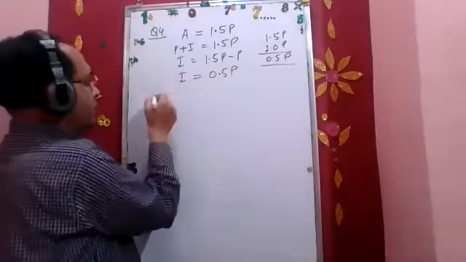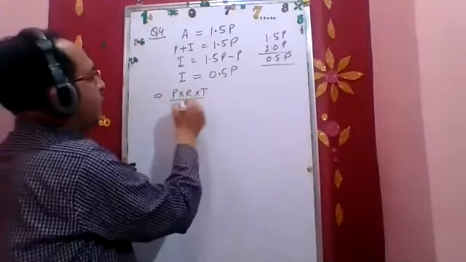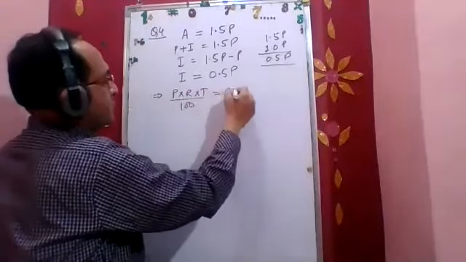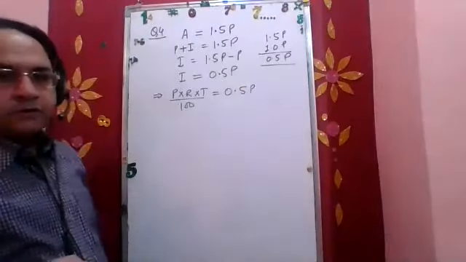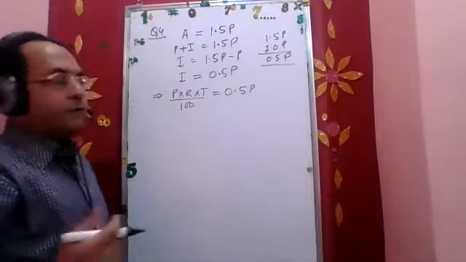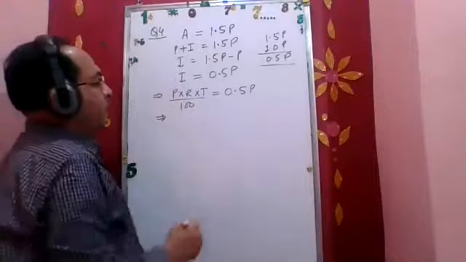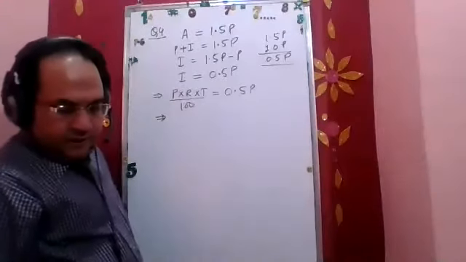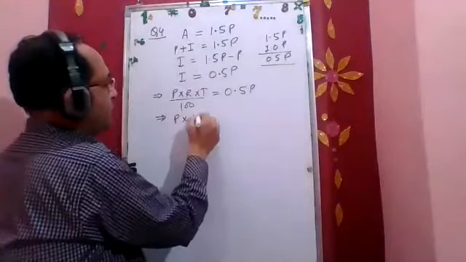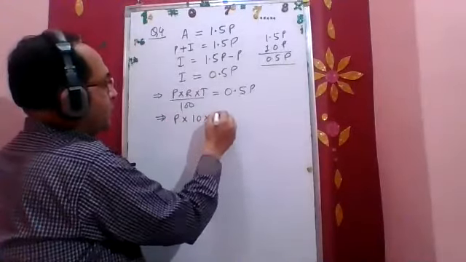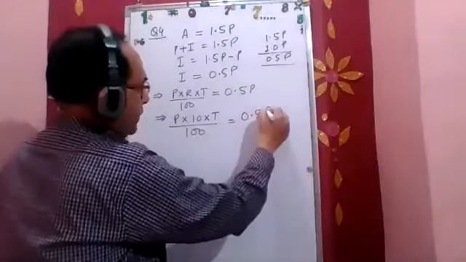Now let us represent interest with p into r into t over 100 is equal to 0.5p. The formula for interest is this only, p into r into t over 100. So we are replacing I with p into r into t over 100. Now, in this principal, rate and time, we know that the rate is 10%. So let's put 10% as the rate. So 10 into time over 100 is equal to 0.5p.